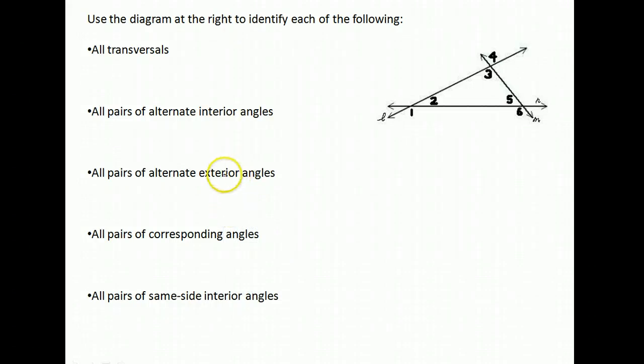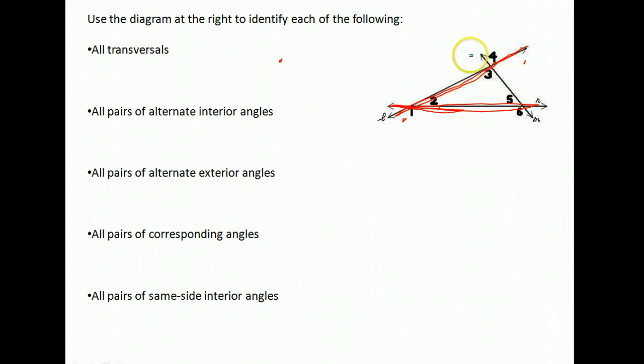All right, in this diagram, let's identify some things. Let's identify all the transversals. Since all of our lines are intersecting here, let's pick two lines. Let's say we're talking about lines N and L. That's two lines. What is their transversal?